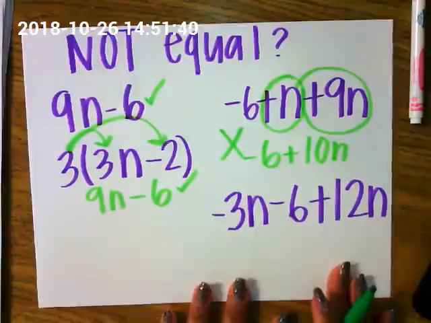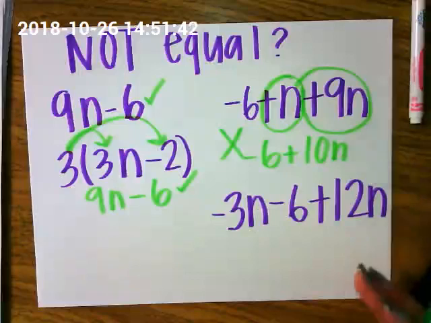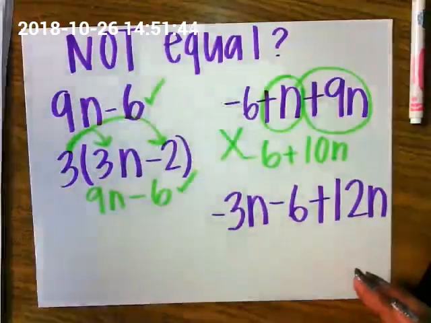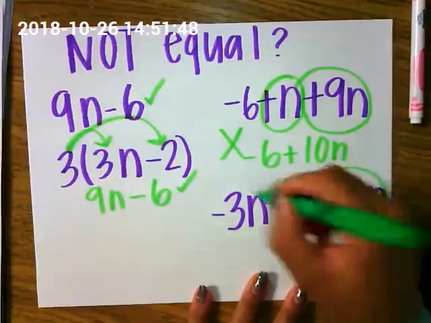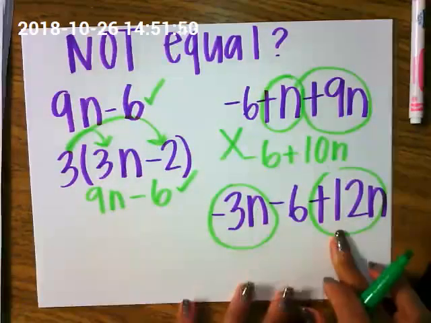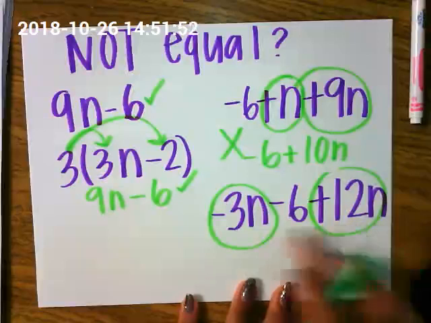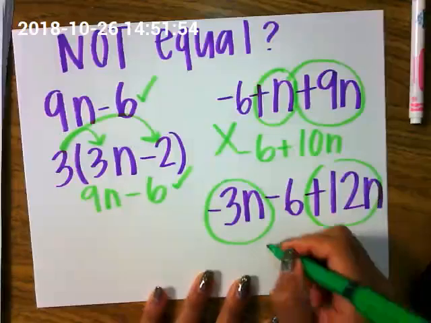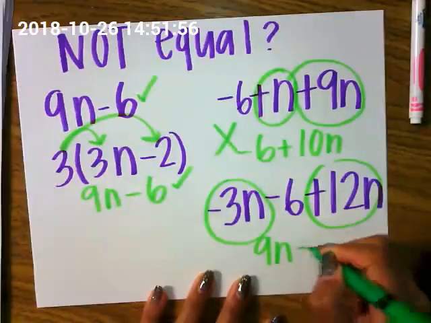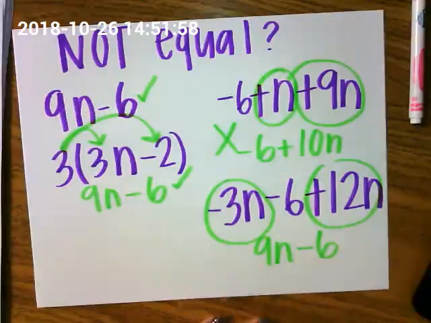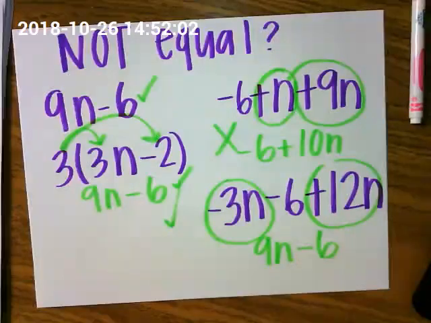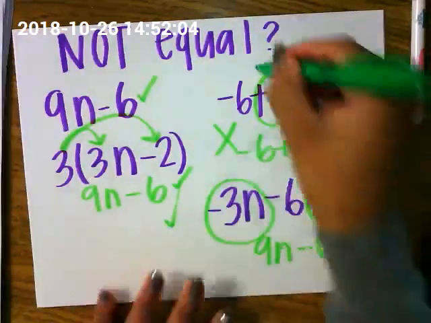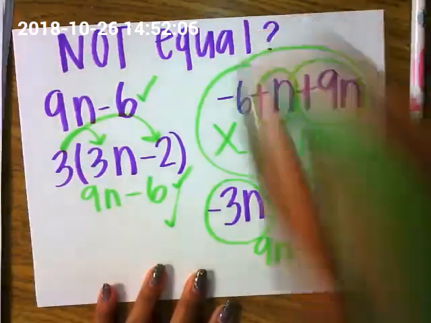But let's just check the other one just to be sure. What are our like terms? 3n and negative 12n. So 12n and negative 3n. 12n minus 3n is 9n, and then bring down your minus 6. So that one works. So it would have to be, this one is not equal to the other three.